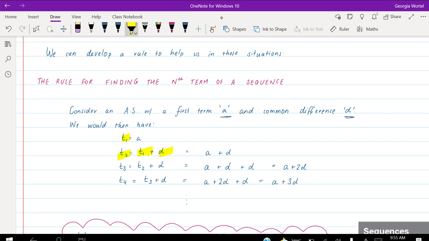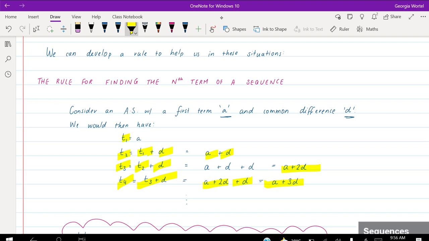So if we're putting that in terms of our T1, which is A, it would be A plus D, and that would get you the second term. The third term would be whatever the second term is plus D. The second term was A plus D, and then we're adding another D, so it would end up as A plus 2D. The fourth term is the third one plus the common difference. So if the third one was A plus 2D, we're going to add another D onto there, and we'd end up with A plus 3D. And we could just keep going and going.